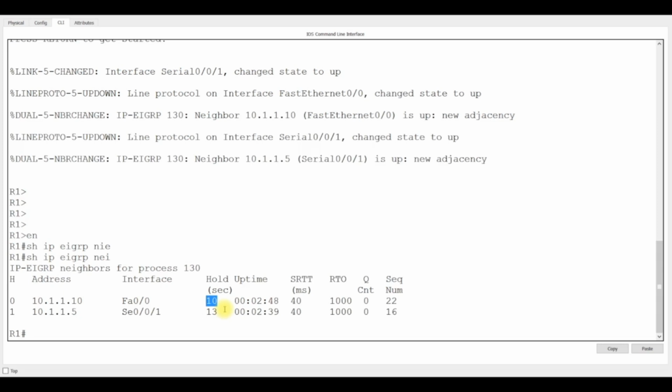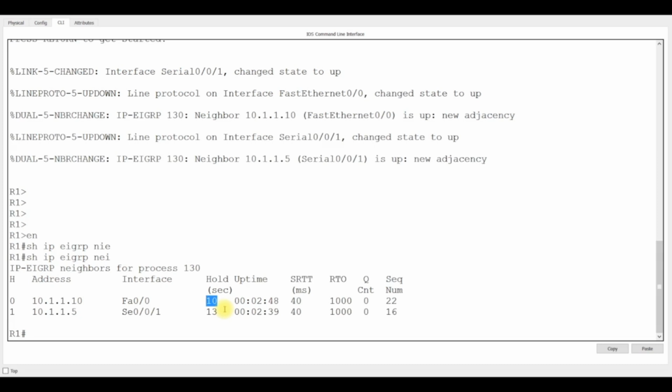It's going to hold for so many seconds, and that means how long it's going to hold on to the information before it dies. And it's going to die if it doesn't get any hello updates, because remember, EIGRP bases its adjacencies with its neighbors on those hello timers. Those hello timers by default are set to 5 seconds. Every 5 seconds, I'm getting an update, an update, an update.